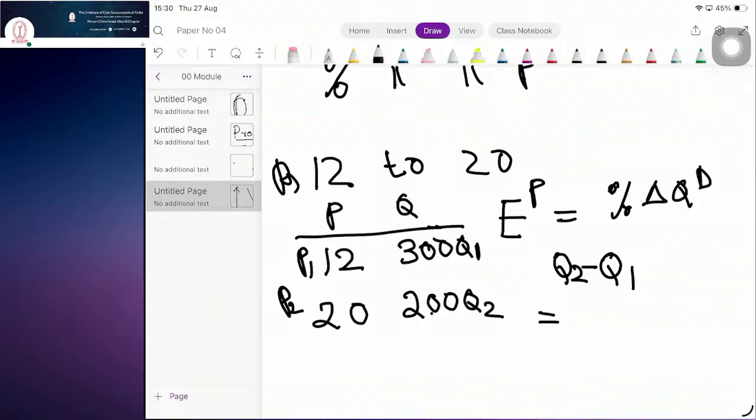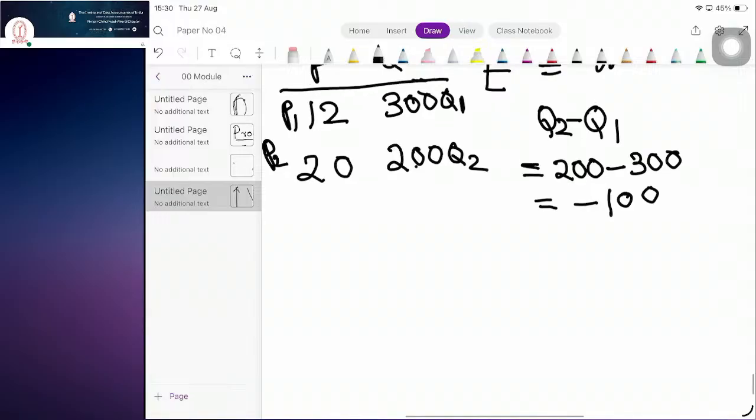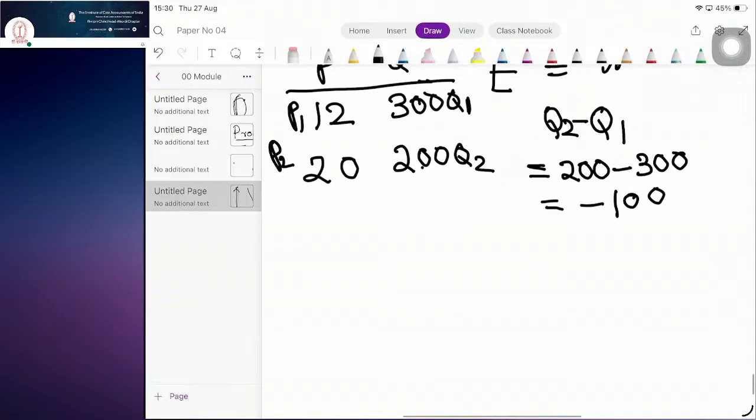And keep the signs proper. So Q2 is now 200. 200 minus Q1, which is 300, gives minus 100. Okay. Now there are two steps. Now in the same way, can we calculate percentage change in quantity demanded?